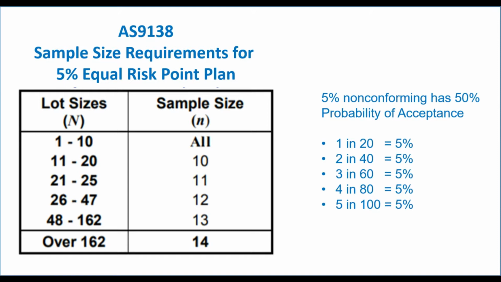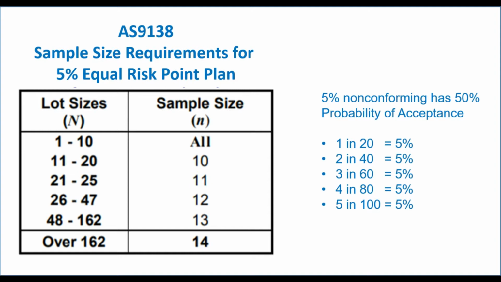So bringing this to life, here we have a sampling plan from AS 9138. This happens to be a 5% equal risk point plan. But take a look in the left-hand column how the lot sizes are segregated: 1 to 10, 11 to 20, 21 to 25, and so on. This will create a little bit of a granularity problem for us. So using those lot sizes, if you have one nonconformance in a lot of 20, that's 5%.